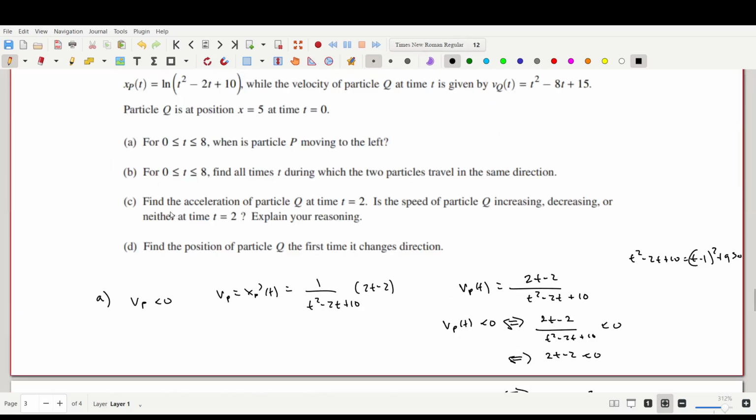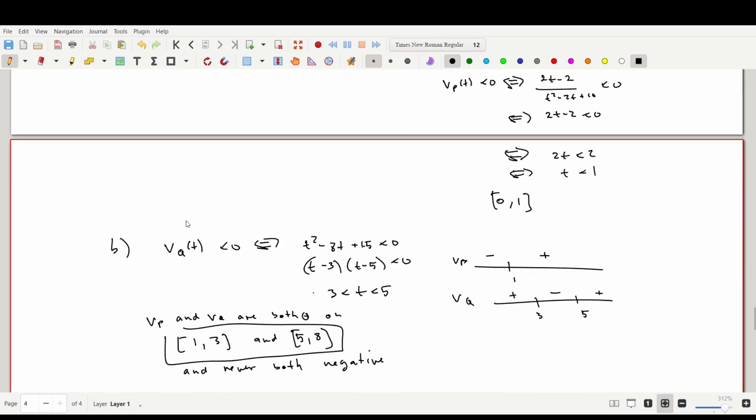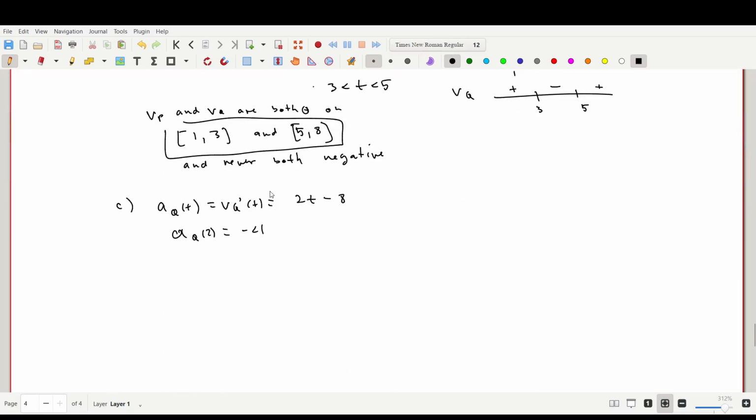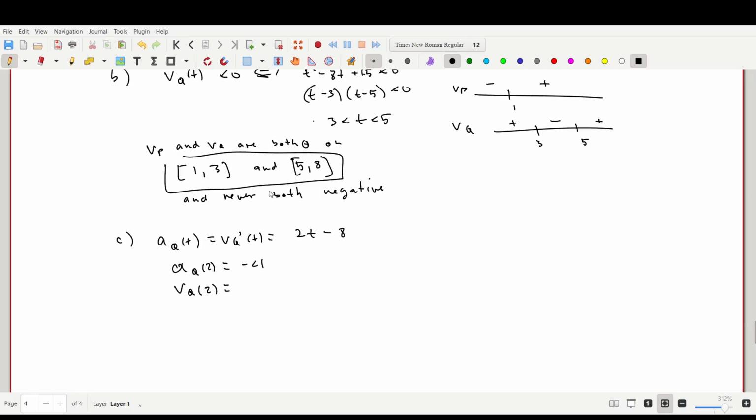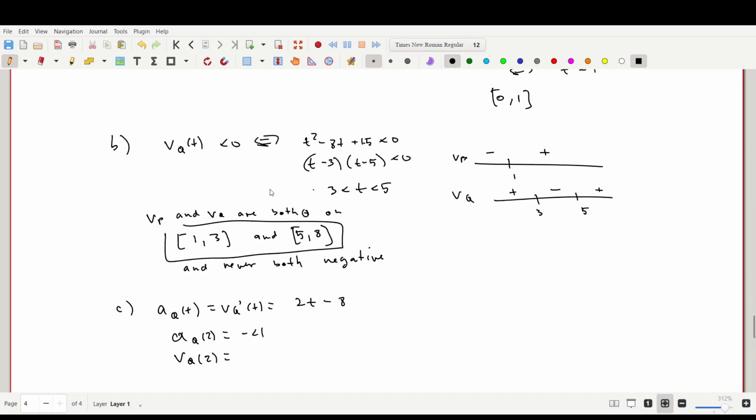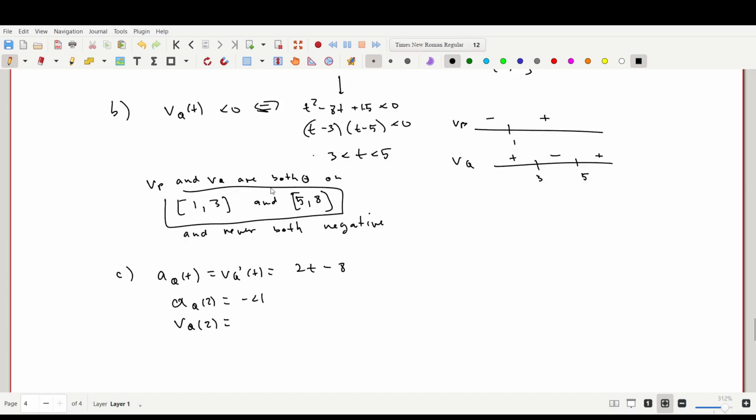Is the speed of the particle Q increasing, decreasing, or neither at time 2? So we know that acceleration is negative. I also need vQ of 2. And vQ of 2 is, vQ's up here, right? So that would be 4 minus 16 plus 15, which is positive. Okay, so they work against each other. vQ of 2 and aQ of 2 have opposite signs.